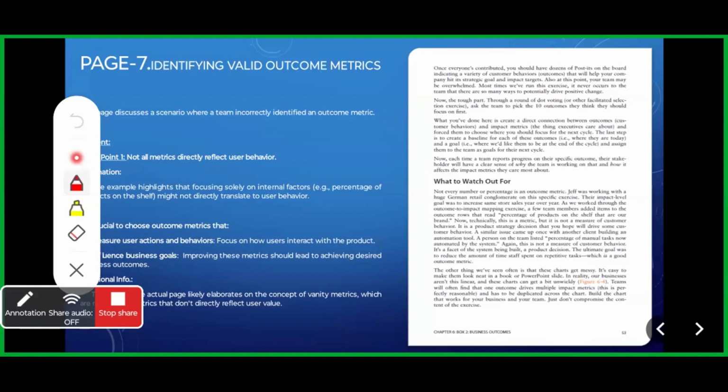For example, here they have explained a retail conglomerate. In this, they are saying that suppose there are certain products that are shelved or in stock, but they are shelved. Since they are not in movement, they are not going back to the main factory base or to the user. They are stagnant in nature.